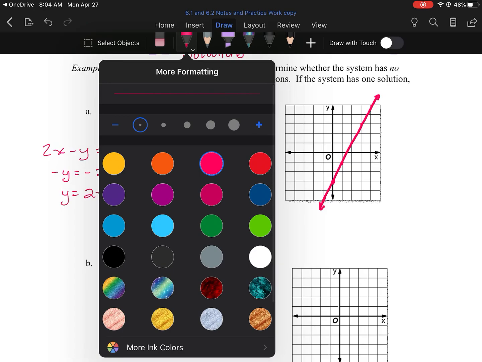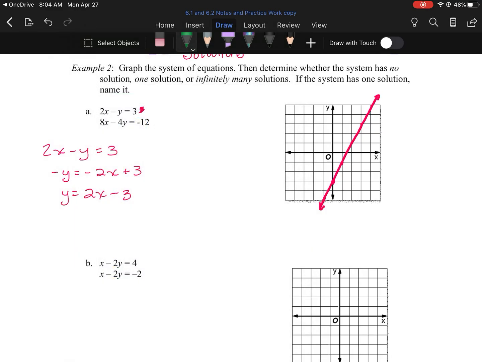All right, so I'm gonna get my other color. We'll do dark green. So then I like to put this up here, that way I remember. And now I need to solve this one for y as well. So 8x minus 4y equals negative 12. So negative 4y equals negative 8x minus 12, and divide everything by negative 4. So negative divided by negative is a positive. 8 divided by 4 is 2x plus 3. So now I'm going to go up 3, put my dot, and now my slope is up 2 over 1. I can only go 1 there, so I have to go down 2, back 1.